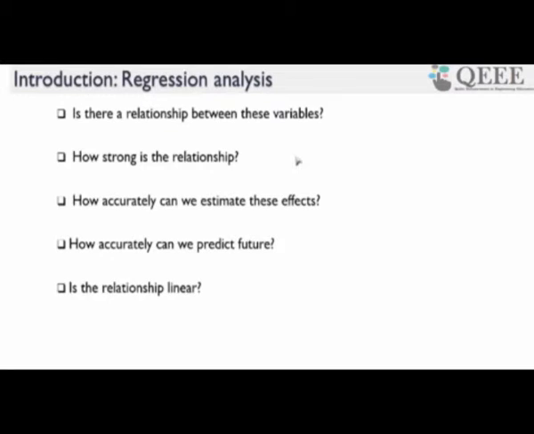So regression analysis answers several questions. The first question is: is there a relationship between these variables at all? If I give you y and x, is there a relationship or are they completely uncorrelated? What that would mean is I can never predict the output y based on the input variable values that I have. So whether there is a relationship is a question that regression analysis answers. It also answers how strong this relationship is, whether it is a weak or a strong relationship. Depending on the data, if there is a relationship, how accurately can we estimate these effects is another question regression analysis answers. How accurately can we predict the future? And of course, in all of this, you can also ask: is the relationship linear or nonlinear?